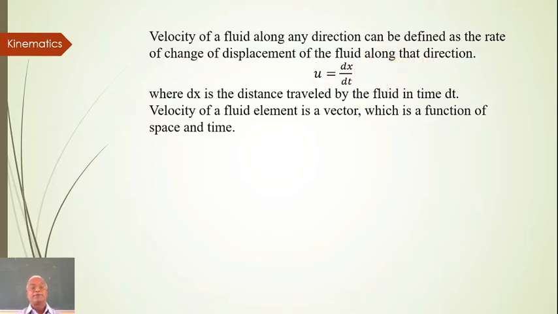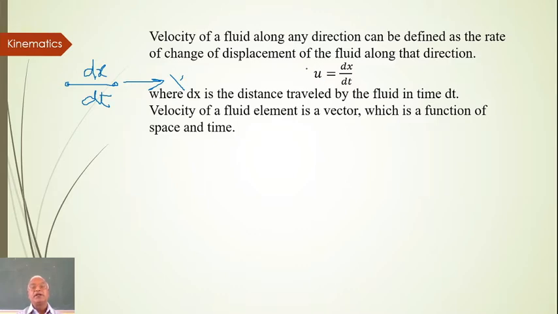Suppose there is a flow and the particle has moved from, let us say, point A to point B in the x direction. This is the x direction. Now it has moved from A to B. This is called displacement, and this displacement dx, the change in position, has occurred in a time span of dt. Then dx by dt is what we consider as velocity in the x direction.